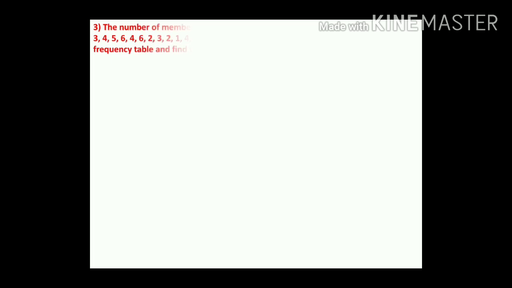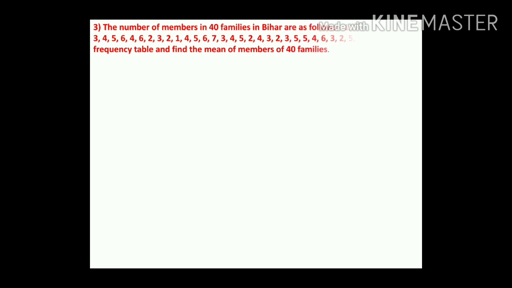The number of members in 40 families in Bihar are as follows. Here, children, the number of members in 40 families is given. Based on this information, we have to prepare a frequency table and find the mean of members of 40 families. First of all, we will make the frequency table and later on we find the mean. So, here we have to draw the table.